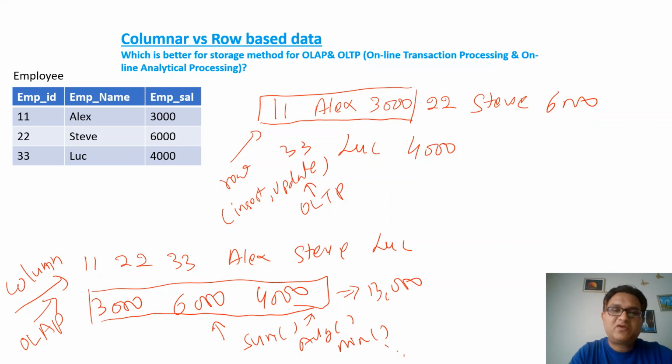Or maybe tomorrow I want to do some kind of insert or update. If you are taking a columnar approach, it is very slow compared to the row based approach, right? So both approaches, row based and columnar, have some advantages and some disadvantages. The row based advantage is that any kind of insert, update, delete is very fast. We can do that easily. But if you are doing the same kind of operation in the columnar format, that is not efficient.